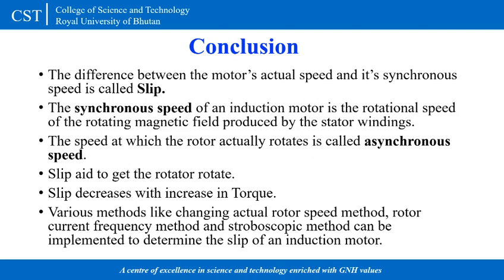Slip helps the rotor to rotate, and slip decreases with an increase in torque. This is a very basic concept that we have to note down: slip and torque are inversely proportional. And in order to practically measure the value of slip, we used various methods like the changing actual rotor speed method, the rotor current frequency method, and the stroboscopic method.